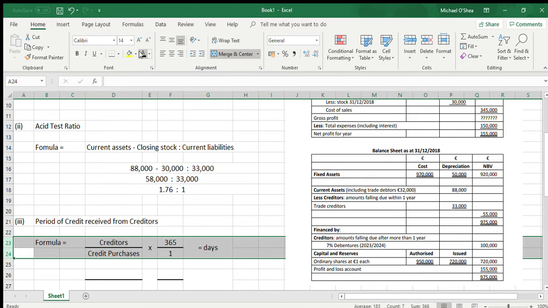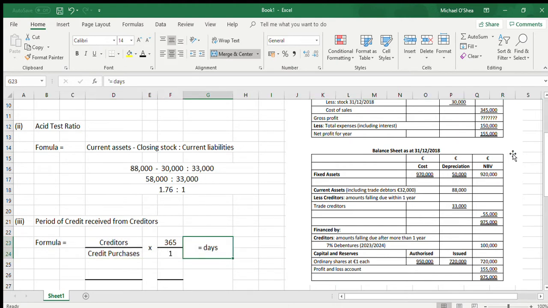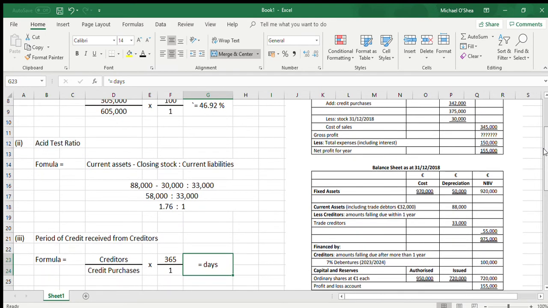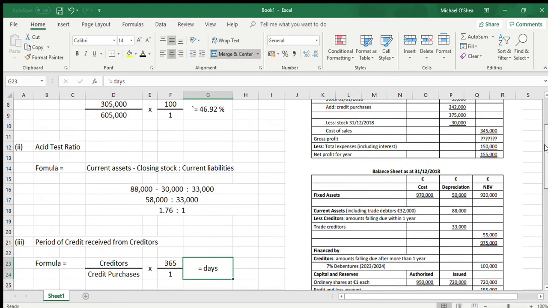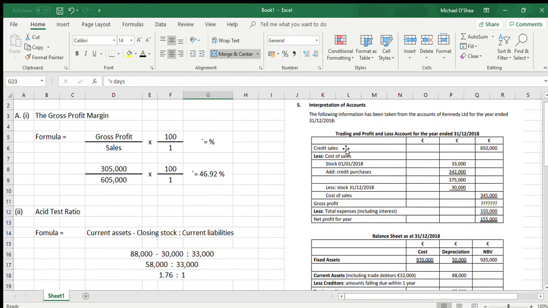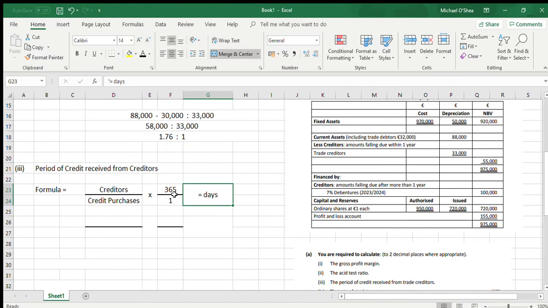Again, there's a formula here. The formula for this one is my creditors divided by my credit purchases, multiplied by 365 over 1, equals days. I'm looking at my creditors and I'm saying, okay, I bought some goods off these suppliers. I bought the goods on credit. How many days does it take to pay them back? So my creditors is 33,000 and my credit purchases, if I look at my P&L, is 342,000. Again, multiplied by 365 divided by 1 equals days.